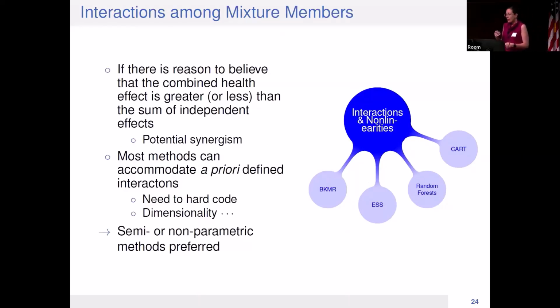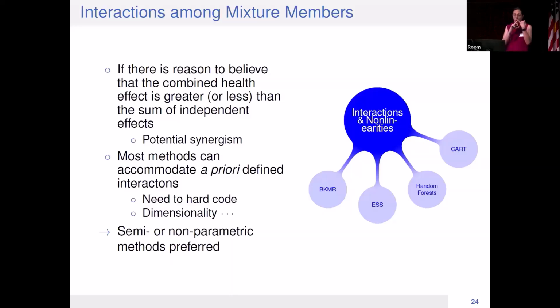If there's reason to believe that the combined health effects of a few stressors is greater or less than the sum of the independent effects, that can hint to potential synergism or antagonism. Most methods, almost all methods, can accommodate a priori defined interactions, right? I can estimate the product between two variables and put that in as a new variable in my mixture.